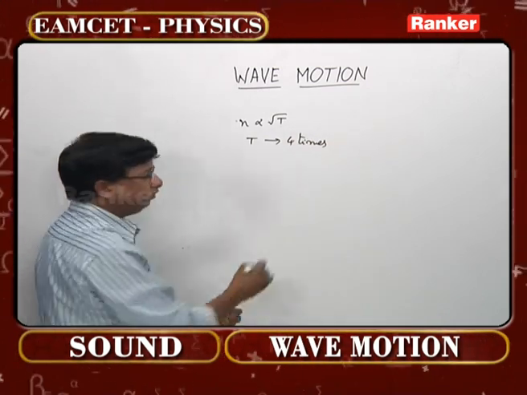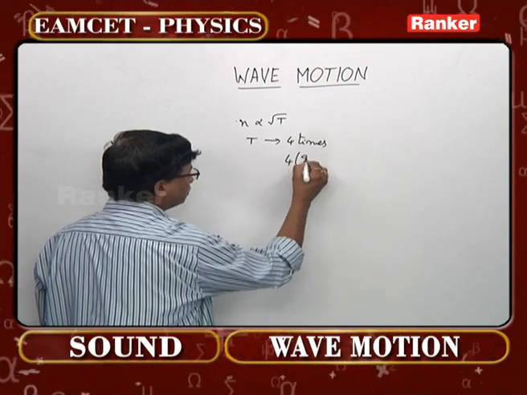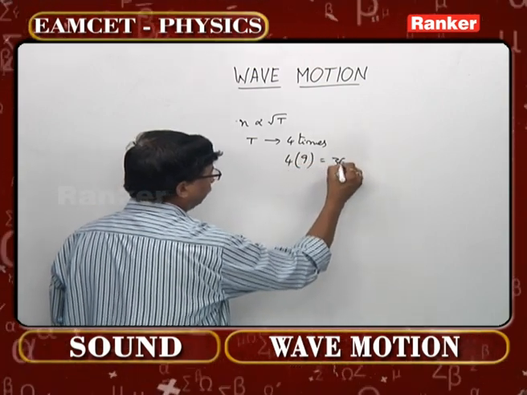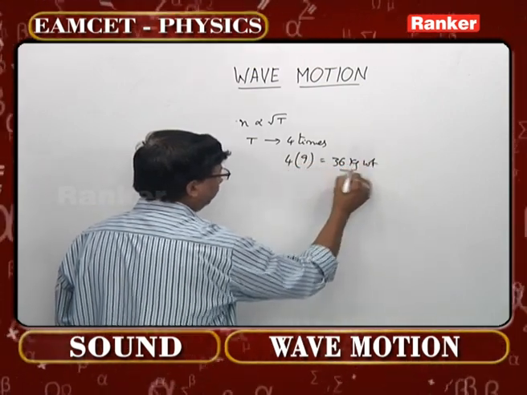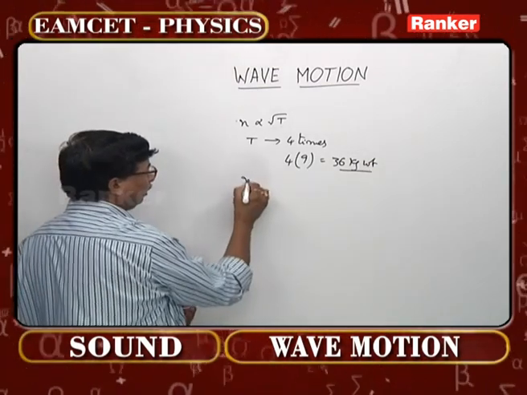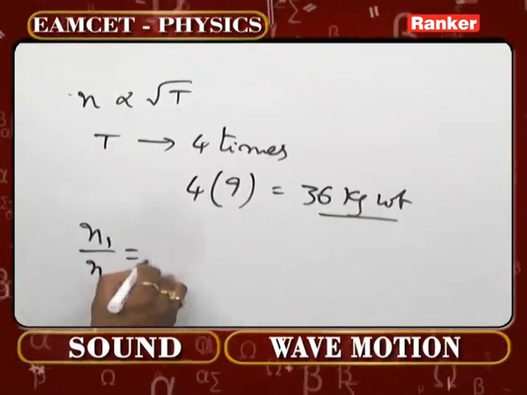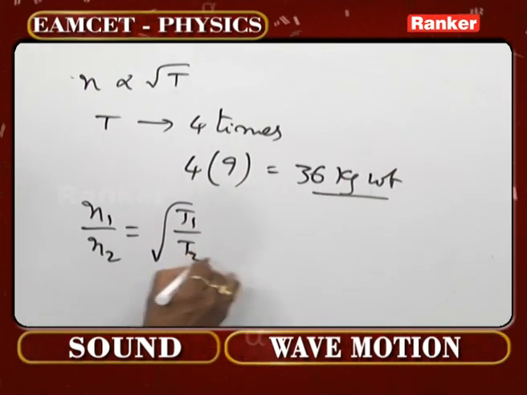What is the initial value given? 9. So 4 times 9, right? 36 kg weight must now be the value. Even you can solve this one like this also. N1 by N2 is equal to root of T1 by T2.